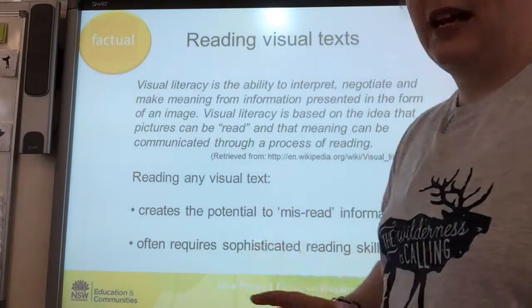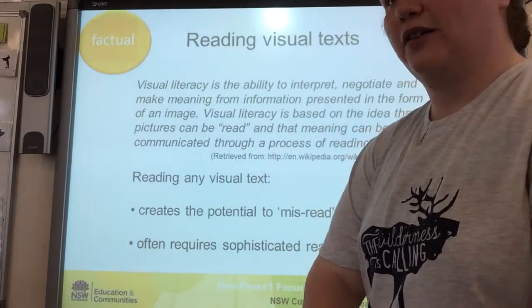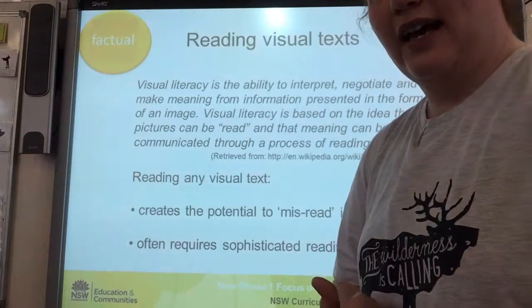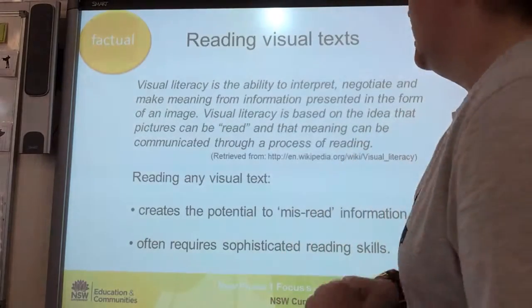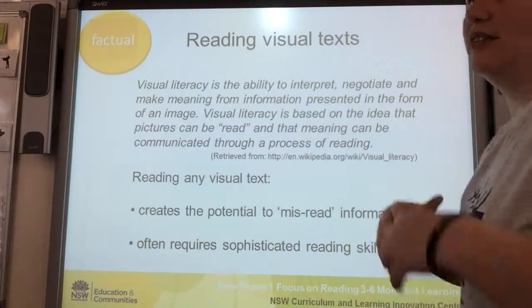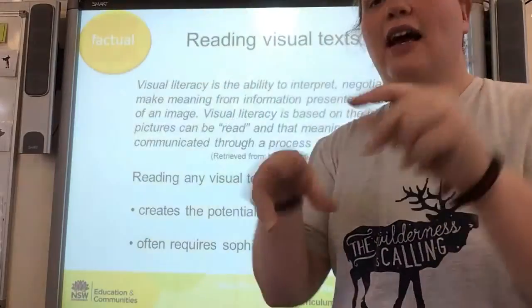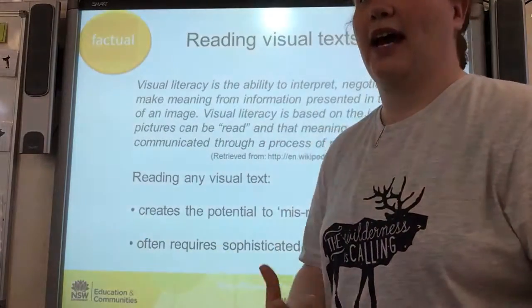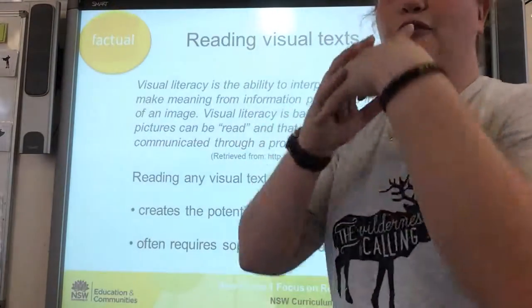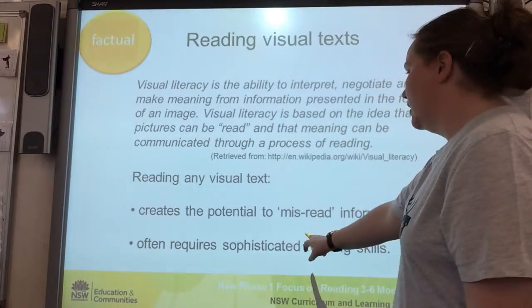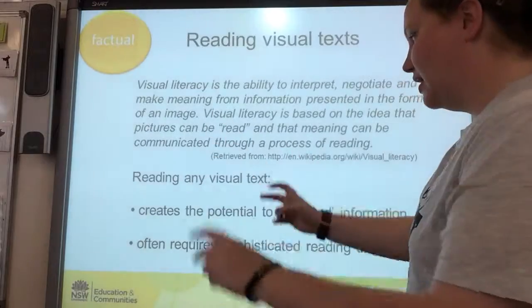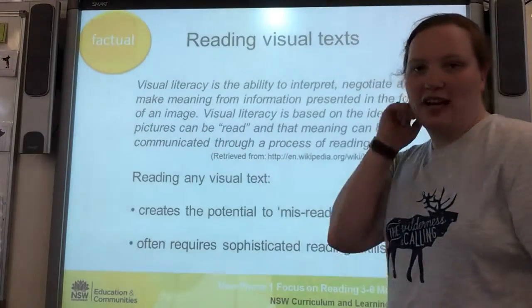Okay, visual text. I'm going to go through this really, really quickly because it's applicable to all KLAs, and I'm mindful of the time. I'm trying to keep these to 30 minutes and under. So visual literacy is the ability to read a visual text, so a picture, okay, or an advertisement, or a food label, or a poster, okay. There is a potential to misread the information, and it requires sophisticated reading skills.